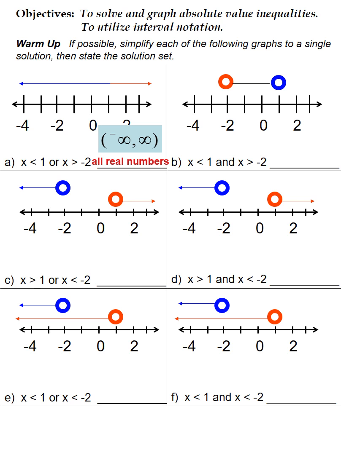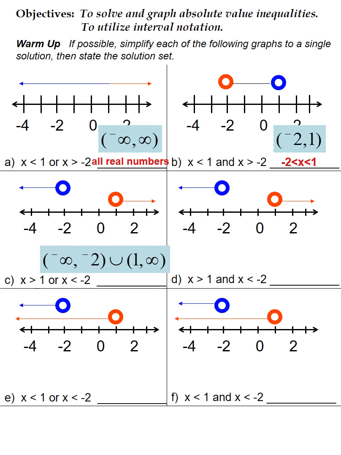We remove the dots, we bring one down. It's the part that's between those two. So when we write that, it's negative 2 is less than x, and x is less than 1. So it's the values between negative 2 and 1. If we wrote it in interval notation, we'll start at negative 2 and go to 1. Take a look at C.